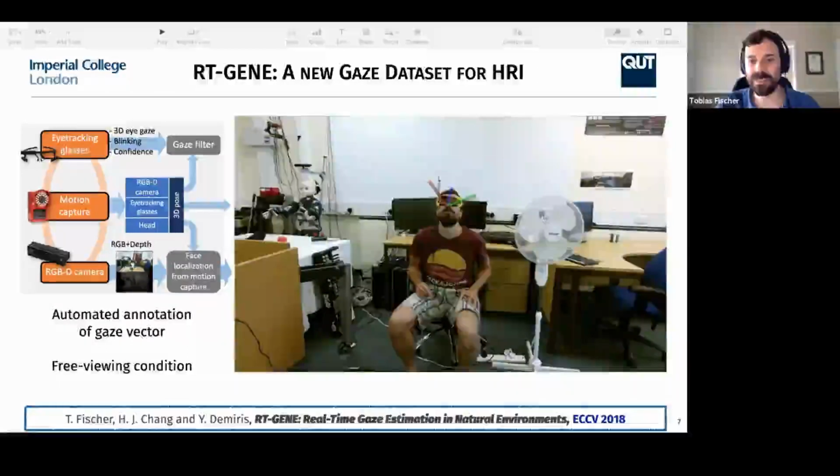And another advantage is that I don't show it here in this video, but I could even turn around and have the back of my head to the camera, and I could still annotate gaze samples because the motion capture markers can still see the glasses.